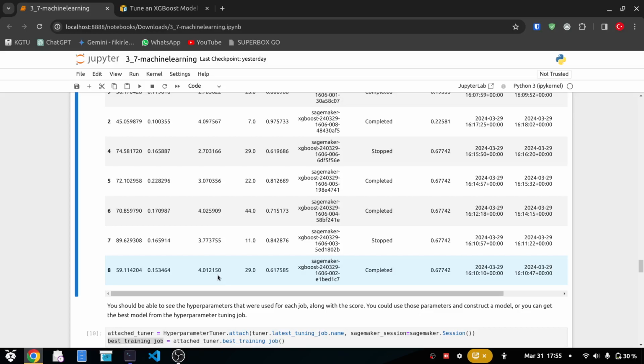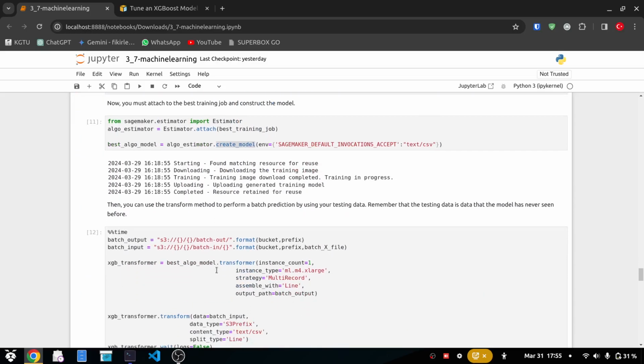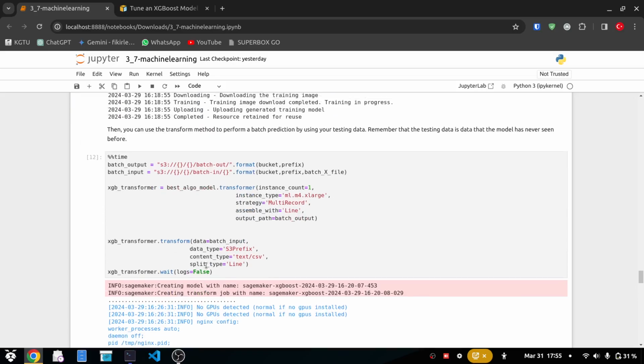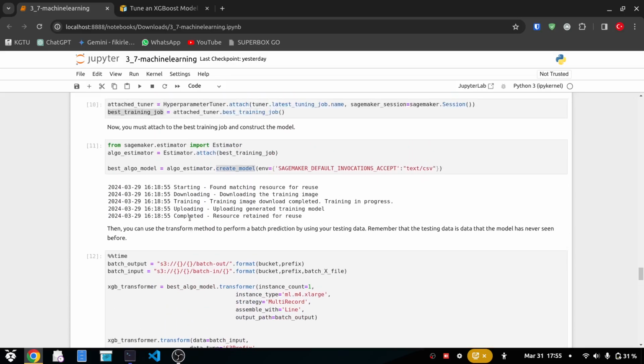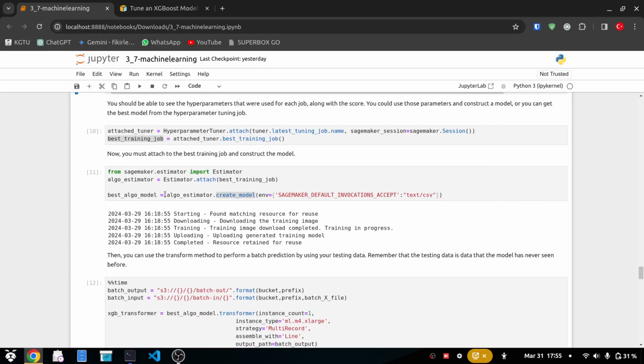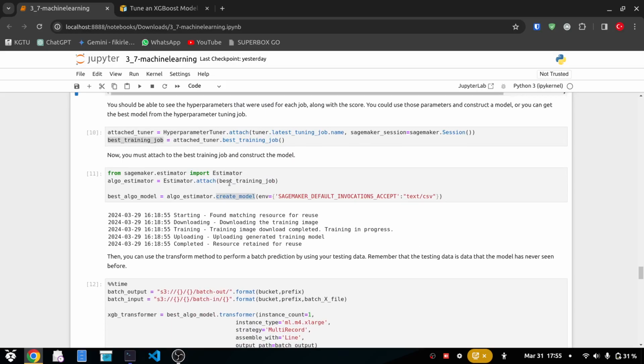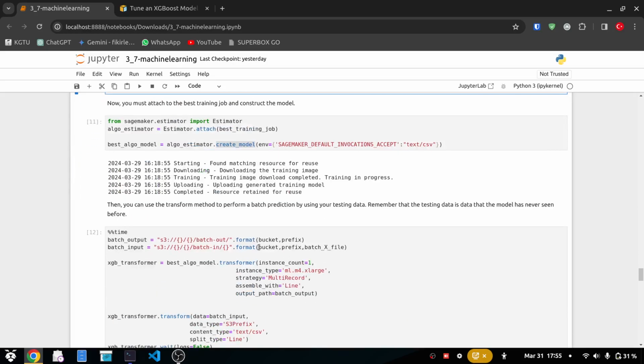No, this is not a good practice. We have already trained this model. We can extract this model from the hyperparameter tuning job directly. We don't need to train it again using these parameters. So that's what we are doing in here. We are simply getting the estimator from the hyperparameter tuner.